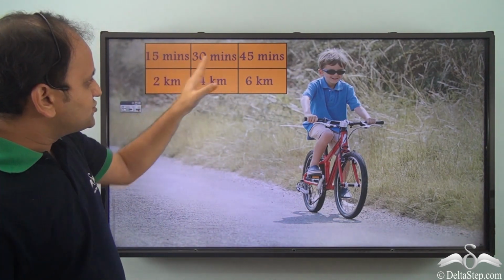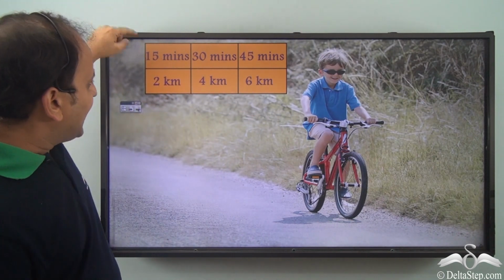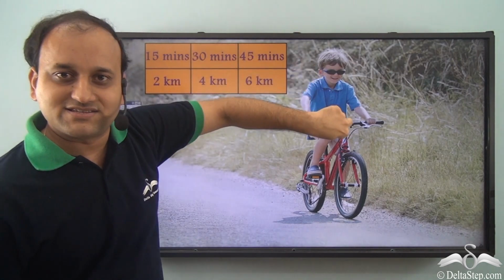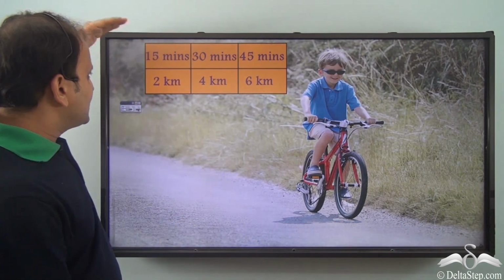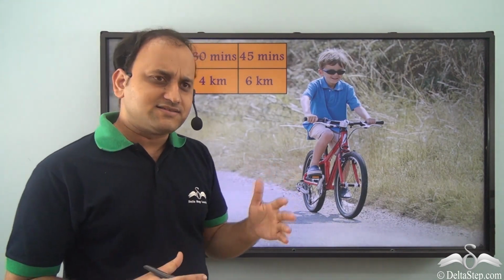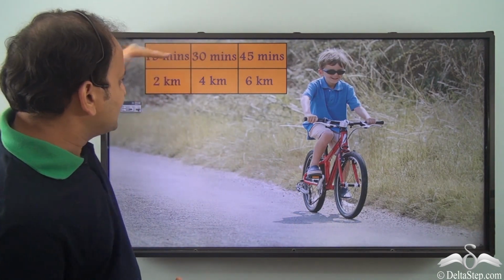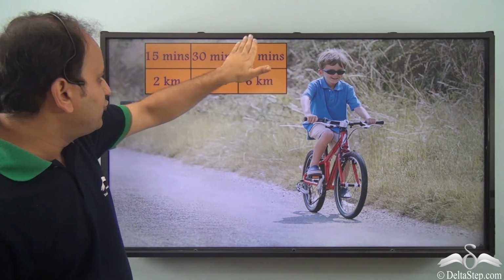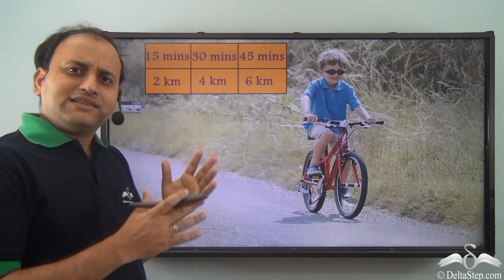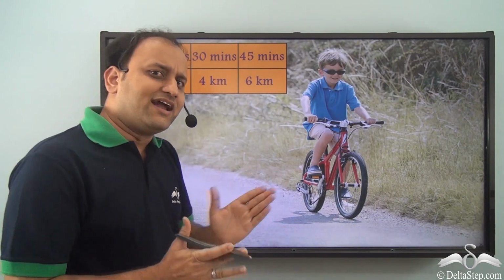Now, do you see a relationship here? We see that as the time increases, the distance also increases. So we can say that time and distance have a relationship here. That is, as one increases, the other increases too. And if you decrease the time, you see that distance is also less. So they are somehow directly related, isn't it?